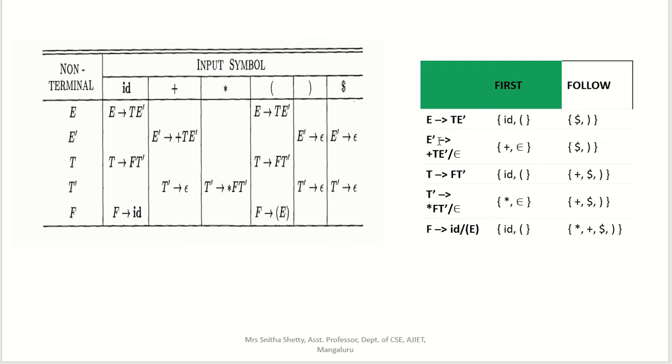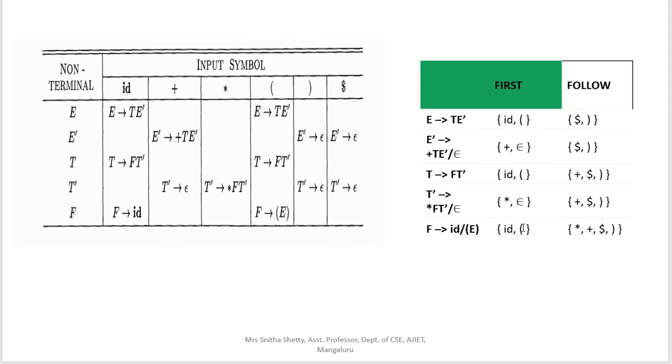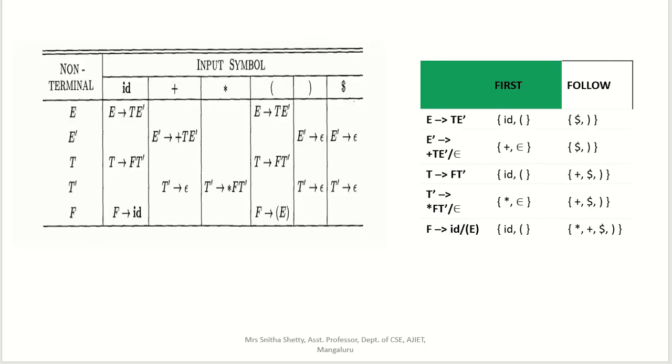E dash gives plus T dash or epsilon, T gives F T dash, T dash gives star F T dash or epsilon, F gives id or open parenthesis E closing parenthesis. And first of E is what you got, same answer, right? Id, open parenthesis; plus, epsilon; star, epsilon; open parenthesis, id. Same thing I have copied. Here also, what is follow of F? Dollar, closing bracket; dollar, closing bracket; plus, dollar, closing bracket. So everywhere plus, dollar, closing bracket. Same thing I have copied over.